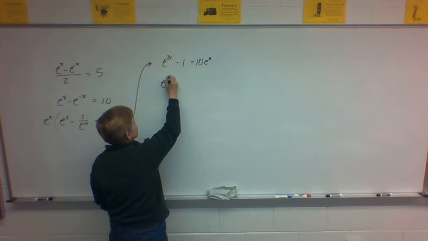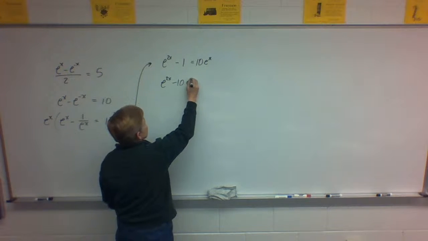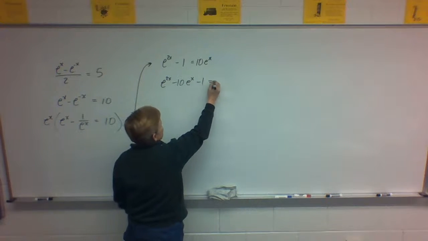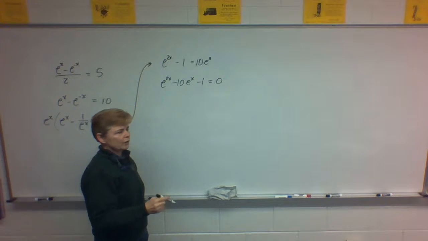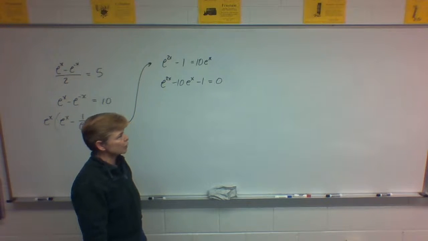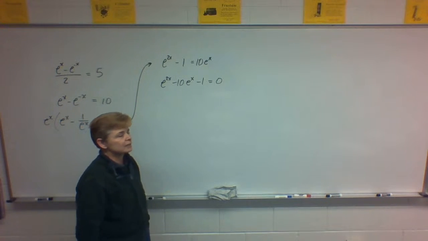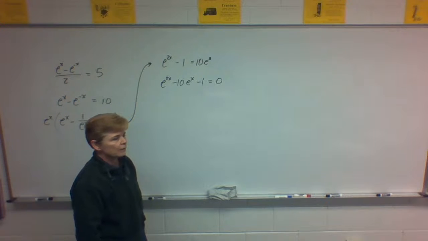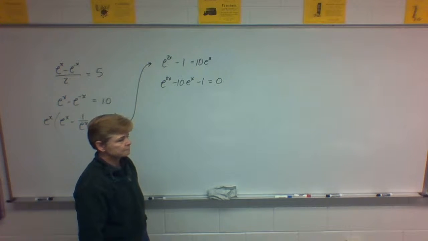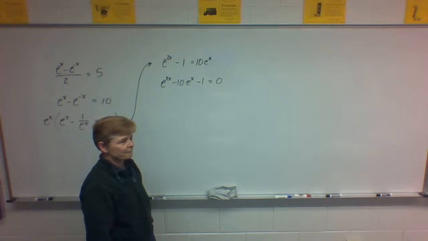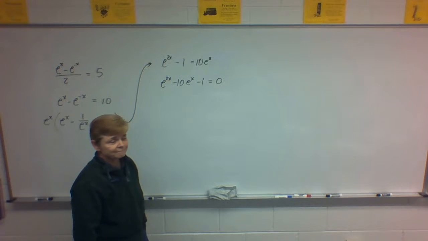It would be e to the 2x minus 10 e to the x minus 1 and set it equal to 0, because that's what we do with quadratics. So if you recognize it's quadratic, put it in standard form, set it equal to 0. That's the next move. Y'all clear? Now do we have a quadratic formula then? Yes, because it will not factor.